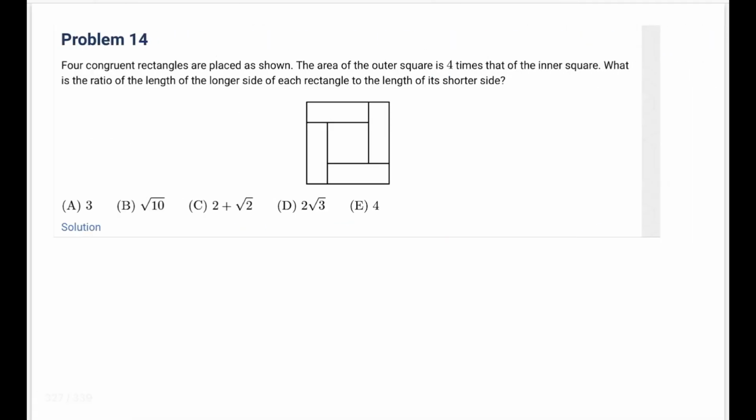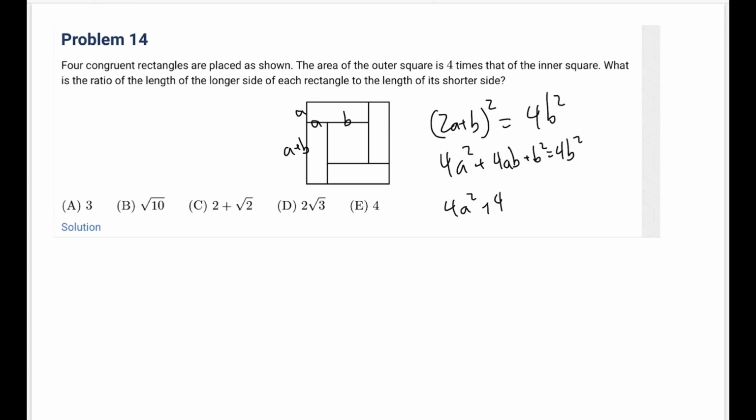Number 14, four congruent rectangles are placed as shown. The area of the outer square is 4 times that of the inner square. What is the ratio of the length of the longer side of each rectangle to the length of a shorter side? Okay, so if we don't know at first glance, then we can say that this is A, and this is B. Then this will be A plus B, right? So 2A plus B squared is 4 times B squared. So 4A squared plus 4AB plus B squared equals 4B squared.